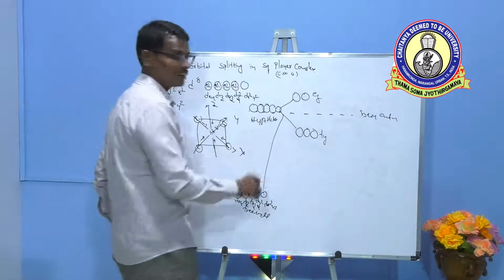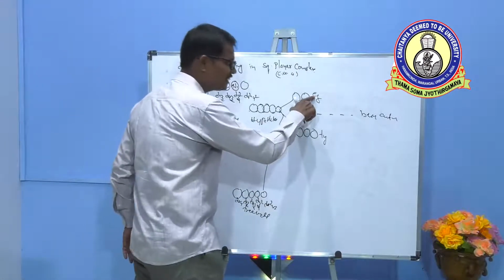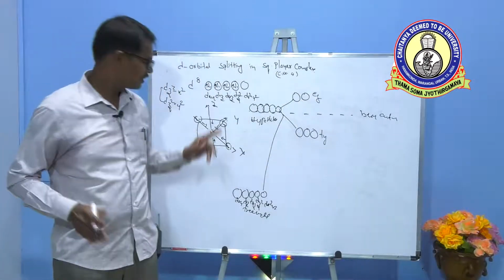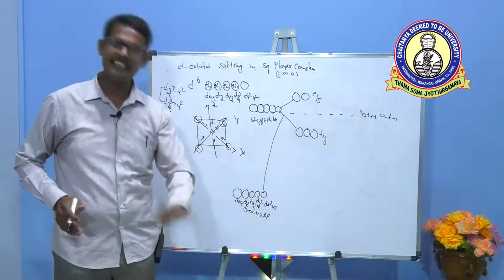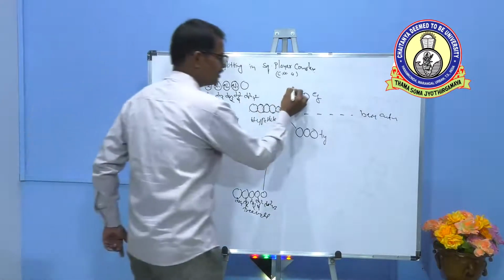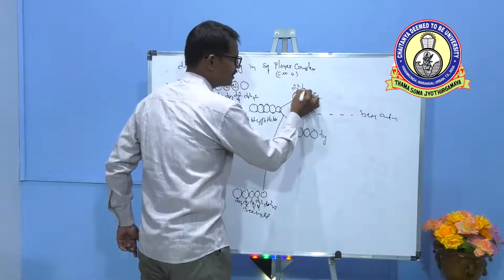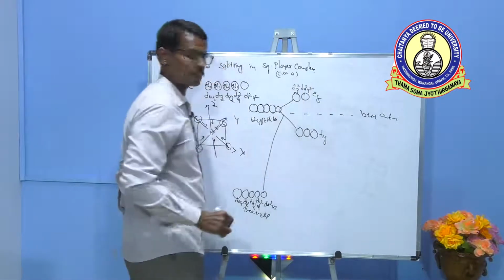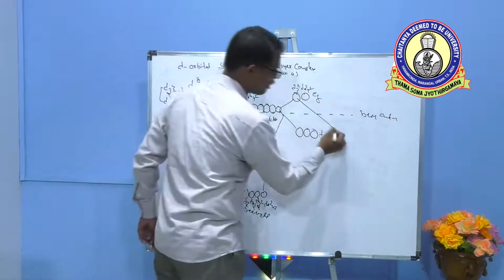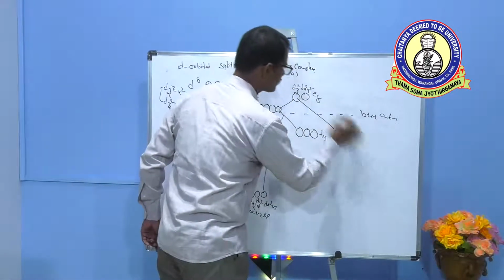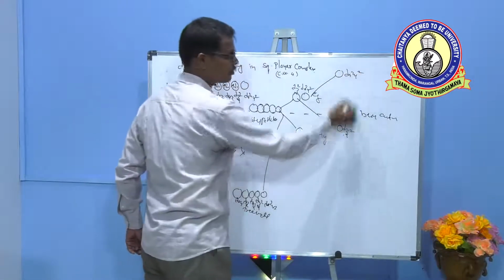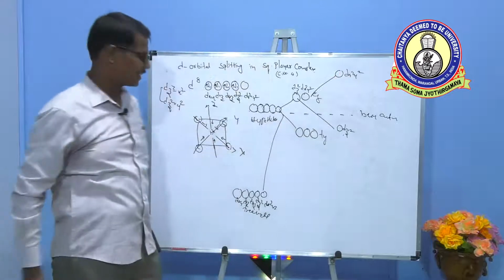So this causes further splitting in Eg and T2g orbitals, such that z orbital's energy decreases, xy orbital's energy increases. In Eg, dz square, dx square minus y square. There is no ligand along the z-axis. Z orbital energy decreases, x square minus y square orbital energy increases. Dz square lower energy, dx square minus y square high energy.